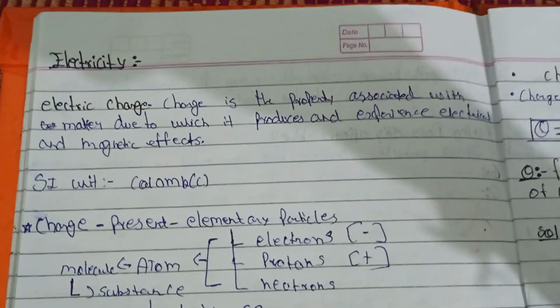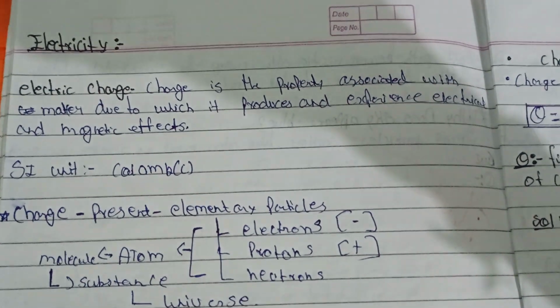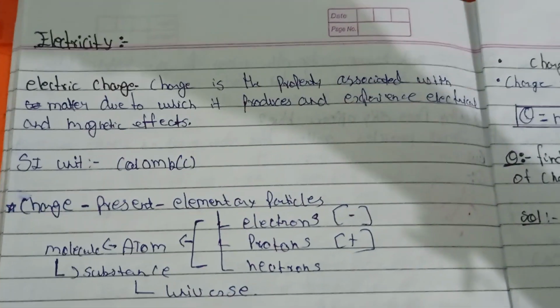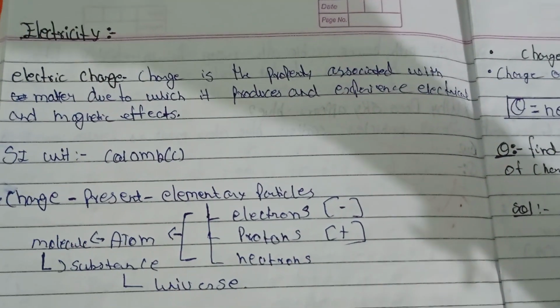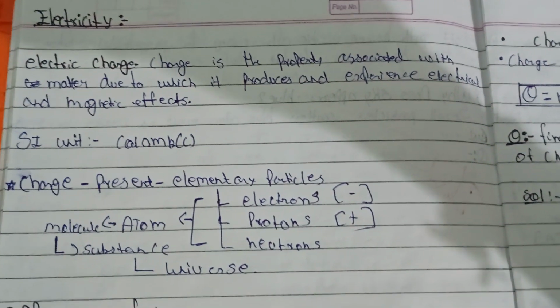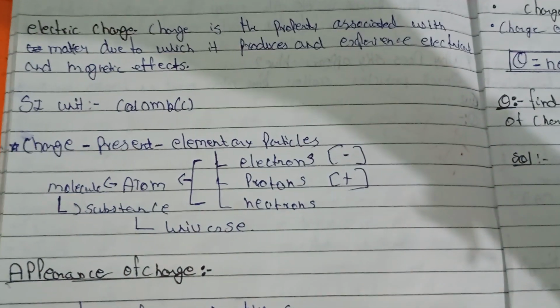Electricity. Electric charge. Charge is the property associated with matter due to which it produces and experiences electrical and magnetic effects. Charges are of three types: electron, proton, and neutron. Charges are present inside the atom. An atom is a molecule substance.